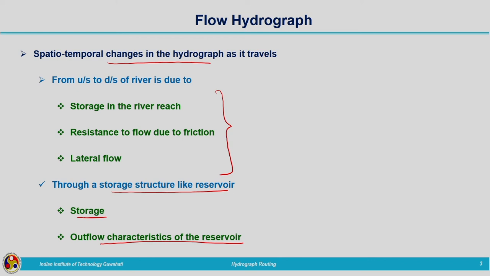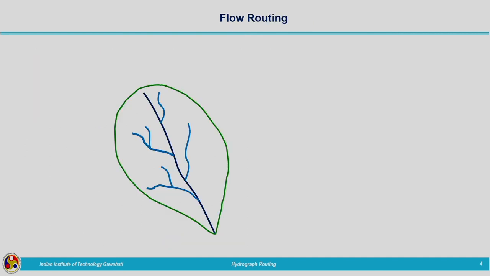What is meant by flow routing? We will look into it. Consider a watershed which is having a stream network as shown in the figure, and we are having a hydrograph at this particular location. Upstream location we are having one hydrograph.